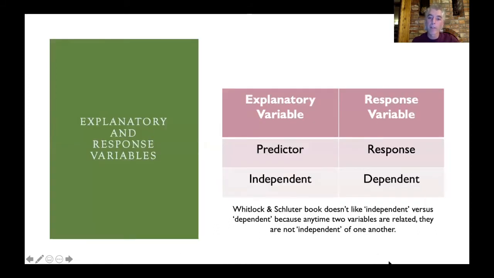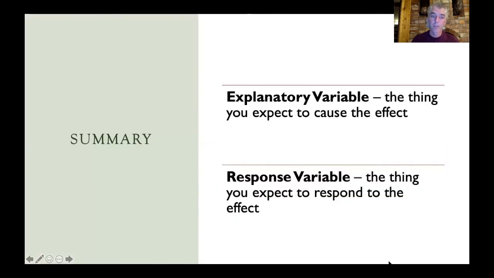Now, sometimes we refer to explanatory and response variables by some other names. Explanatory variables sometimes get called predictor variables or independent variables, while response variables sometimes get called dependent variables. Now, the Whitlock and Schluter book doesn't like the term independent because anytime two variables are related to one another, they are by definition no longer independent. And so they prefer not to use the terms independent and dependent variables, and prefer instead explanatory variables and response variables.